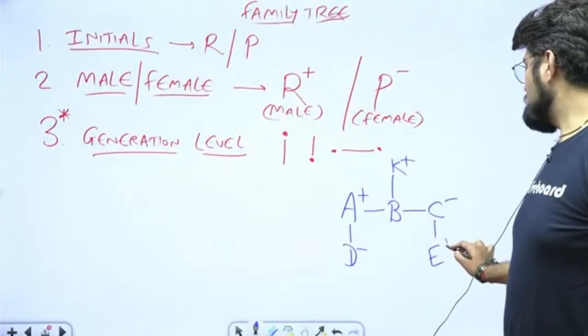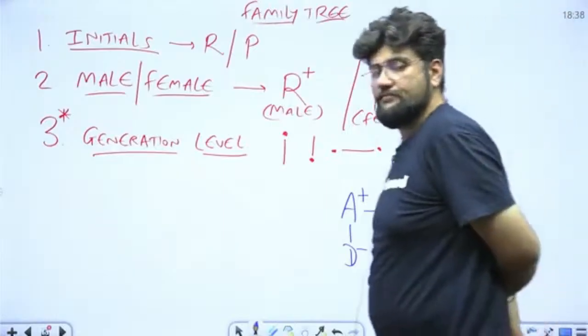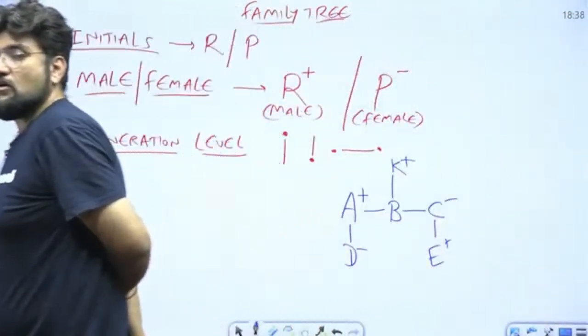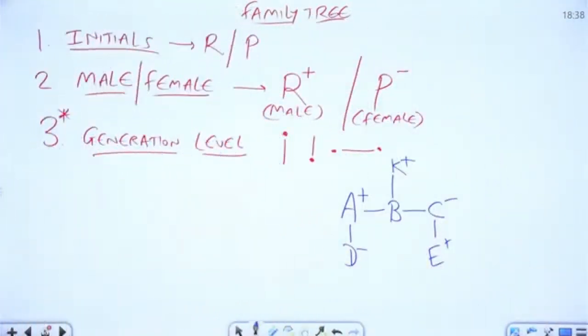E is the son of C. So this is how I'll draw it. D is the daughter of A and E is the son of C. So how is A related to E?